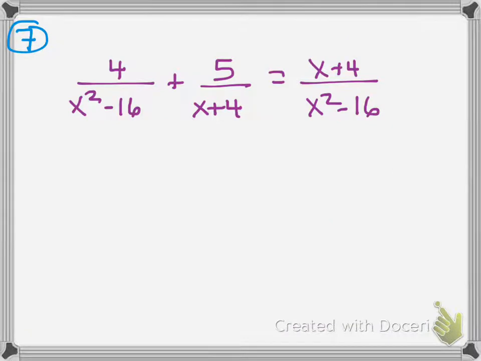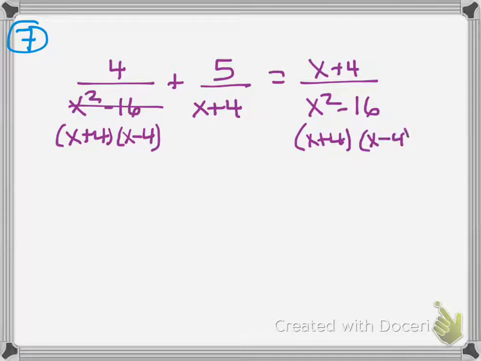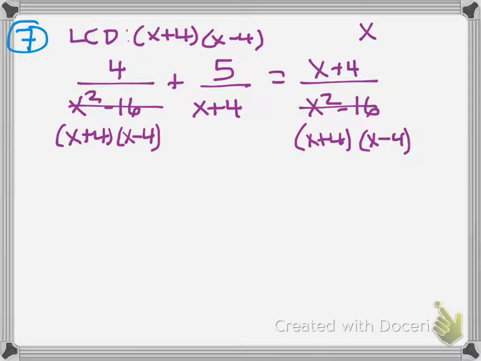Okay, so for number 7, these two factor into x plus 4 and x minus 4. So we know that our LCD is going to be x plus 4 and x minus 4. And then we can say x can't equal plus or minus 4. So the only thing we need to do to this one is multiply this middle one by x minus 4. That's it, because everything else has the LCD already.